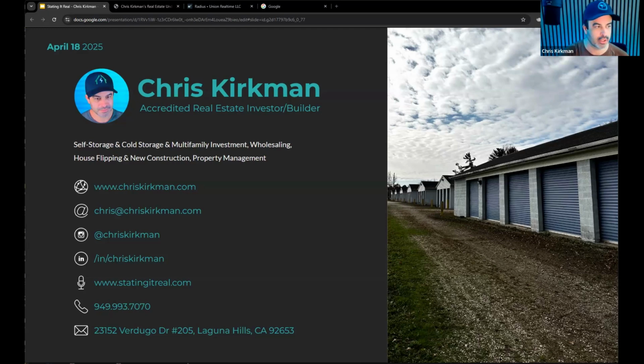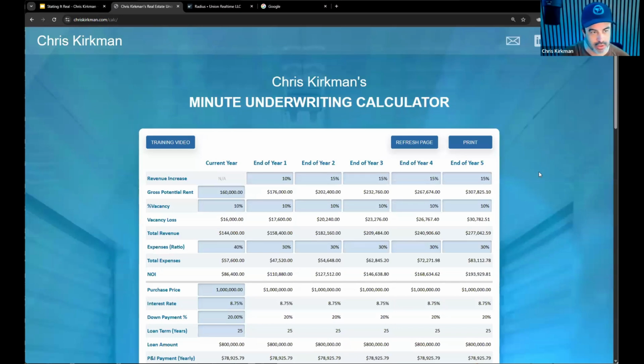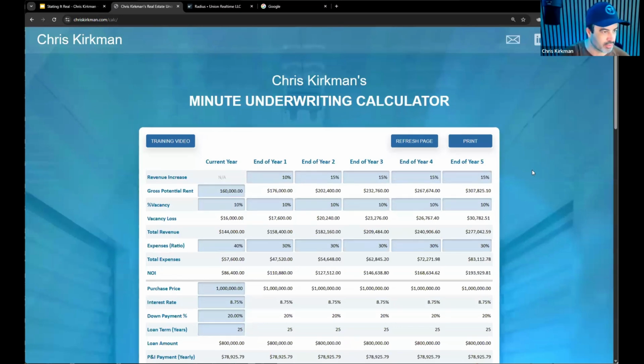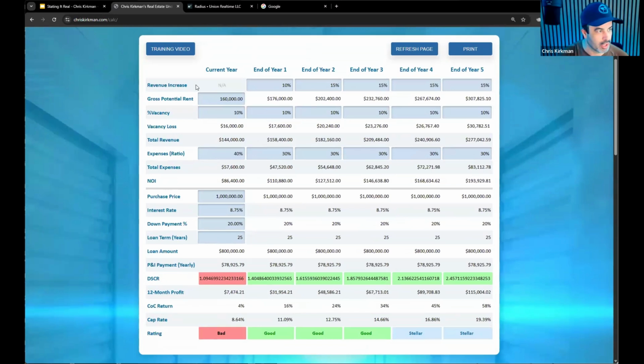I mean, guys, all we really need, we'll take a look at this here. I made this underwriting calculator for everyone. I'll let you know how to grab that in just a moment, but some of you are already using it. We really just need the gross potential rent, the vacancy, expense ratio, and purchase price.